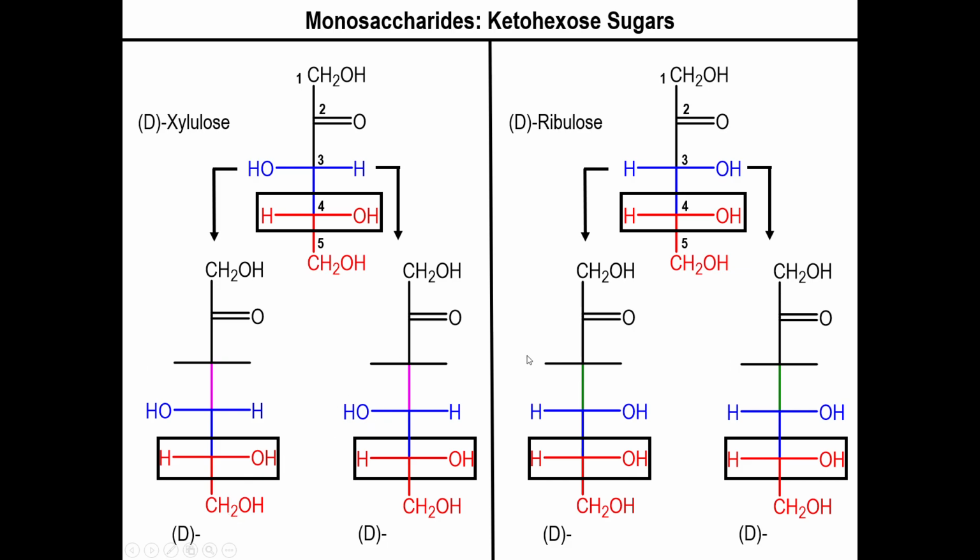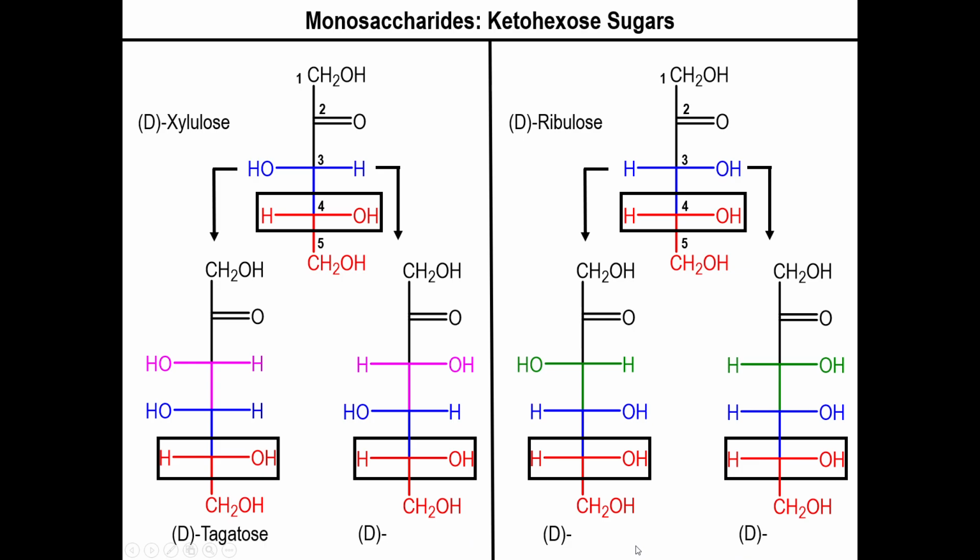All right, and then we do the same thing we did before. For one iteration, we have the hydroxyl pointing to the left. For the other iteration, we have the hydroxyl pointing to the right. And this gives you all 4 derivatives of your ketohexose sugars, or hexoketose, if you want to be technical about the denomination. All right, so all these sugars, which derive ultimately from D-xylulose and D-ribulose, are also going to be D sugars.